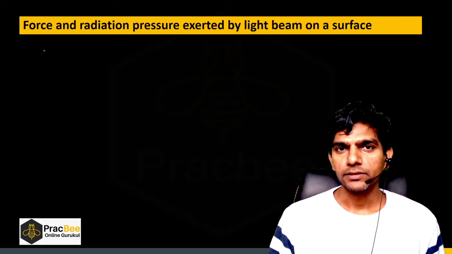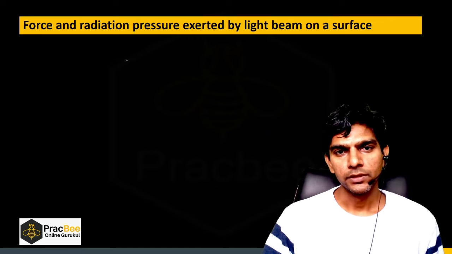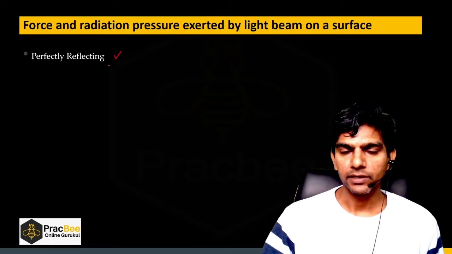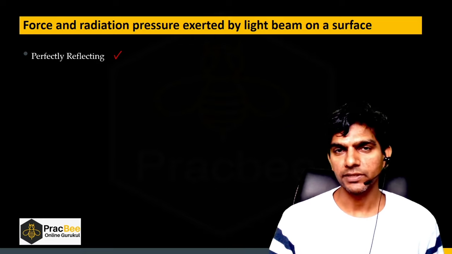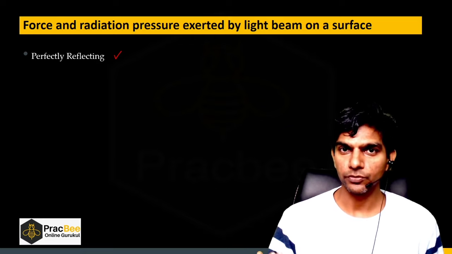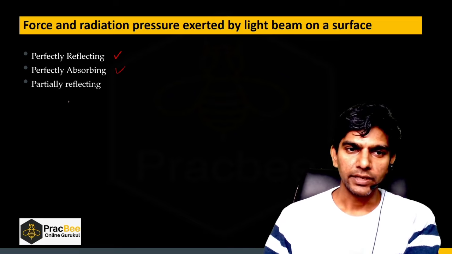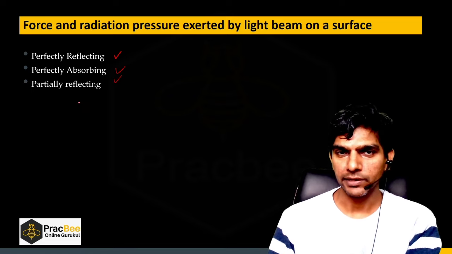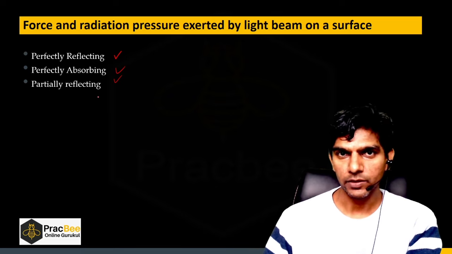Okay, next is the force and the radiation pressure exerted by the light beam on the surface. So we are going to consider these three cases. First is the perfectly reflecting surface. So if we have photons which are incident on a perfectly reflecting surface, then what is the force exerted by these photons on that surface? Then we'll study the perfectly absorbing surface, then the partially reflecting surface. Some of the photons will get absorbed, some will get reflected. So what will be the force exerted by those photons on that particular surface?